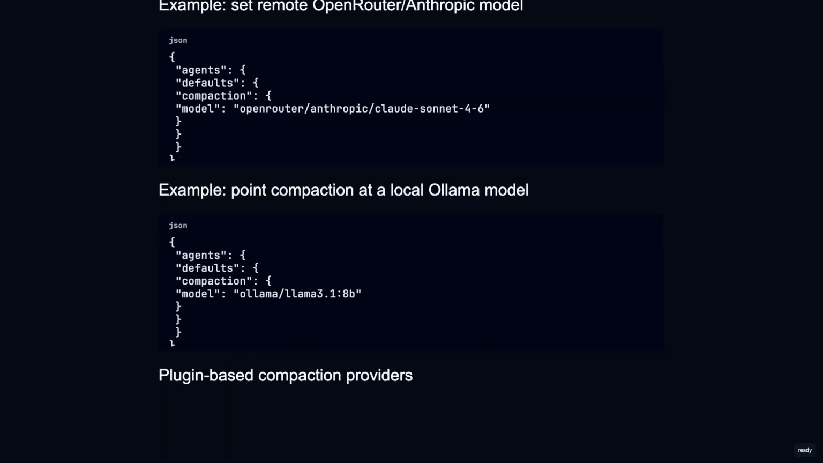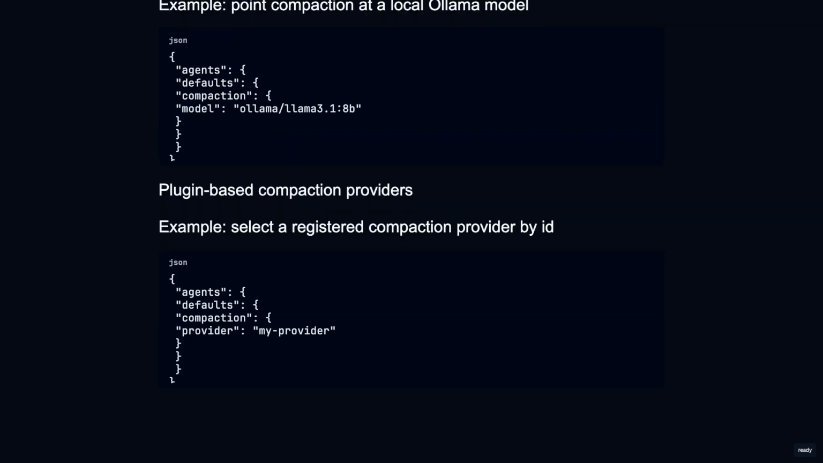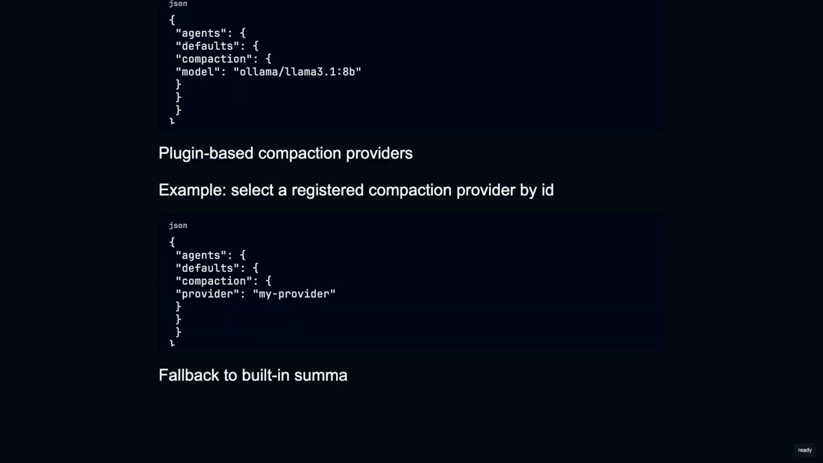OpenCLAW supports custom compaction providers via plugins, which you can register and configure to handle summarization. To use a registered plugin provider, set the compaction provider field to the plugin's identifier in your configuration. This JSON snippet sets the compaction provider to my provider, enabling OpenCLAW to delegate summarization to that plugin. If a plugin provider fails or returns an empty summary, OpenCLAW automatically falls back to its built-in summarization to keep sessions running smoothly.